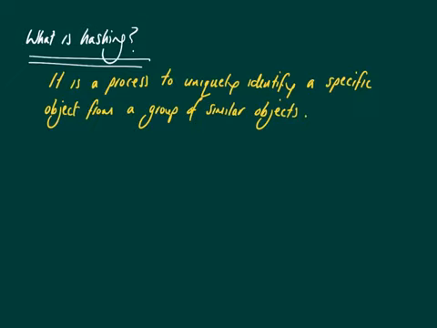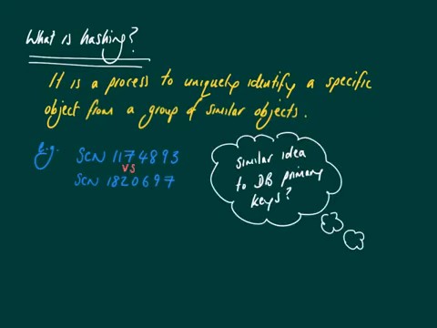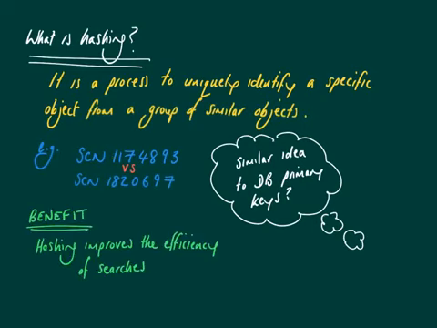Let's start by talking about what hashing actually is. In computing, it's a process to uniquely identify a specific object from a group of similar objects. So for example, you've got your Scottish candidate numbers here. This is a unique object compared to this one. You think about it as a similar idea to database primary keys. Now the benefit of hashing is that it improves the efficiency of searches by removing a number of items from your potential search.